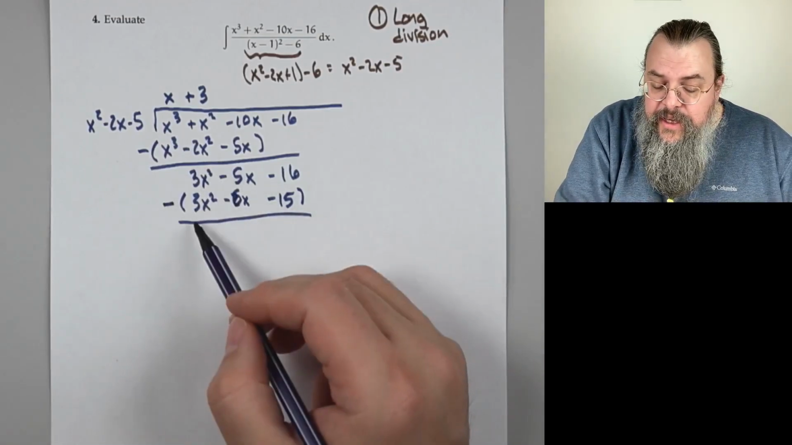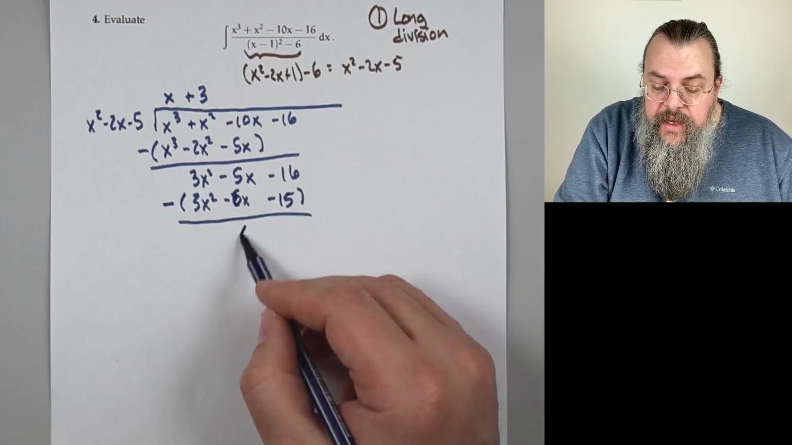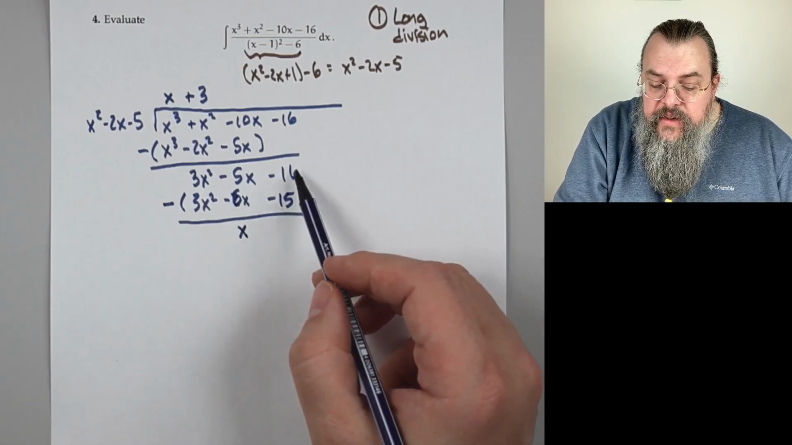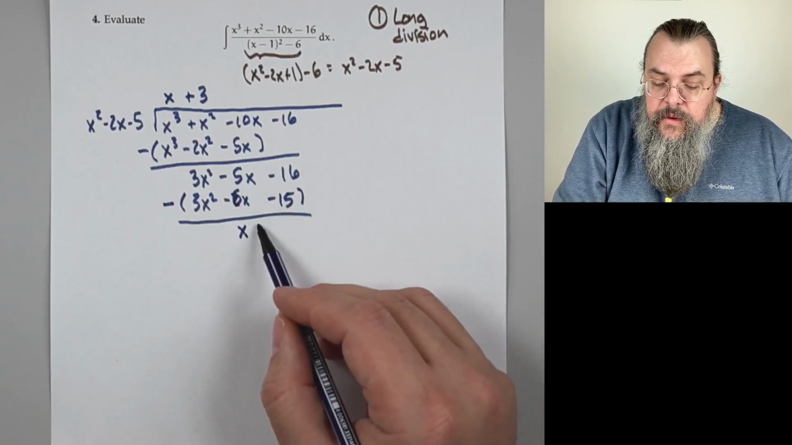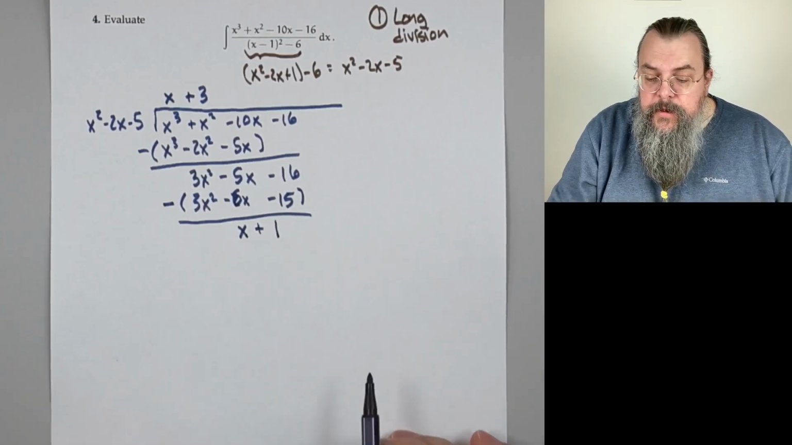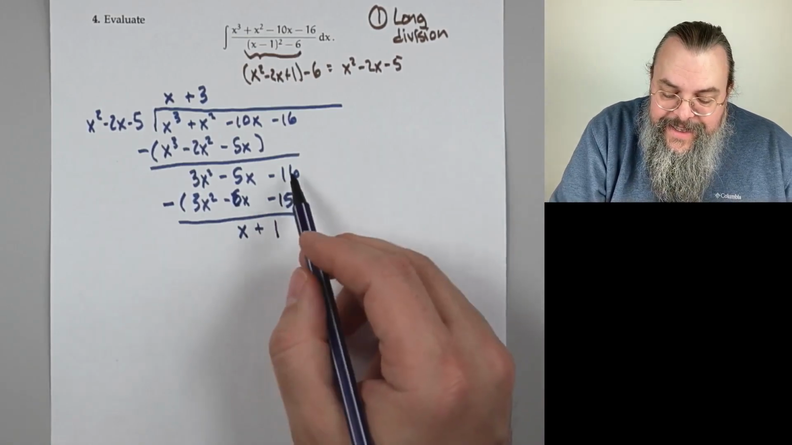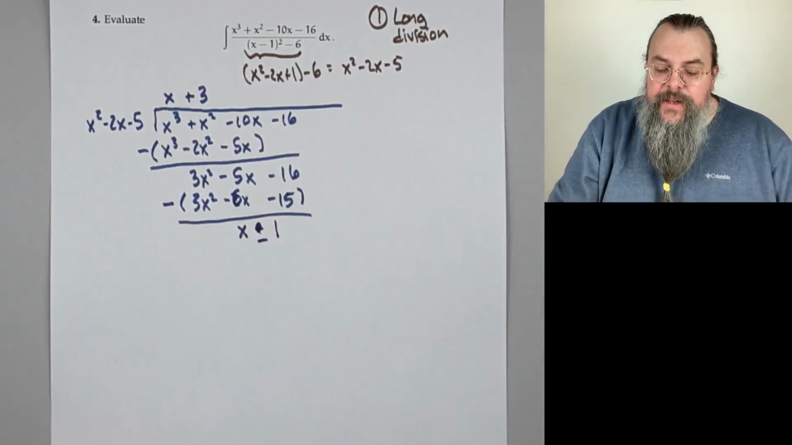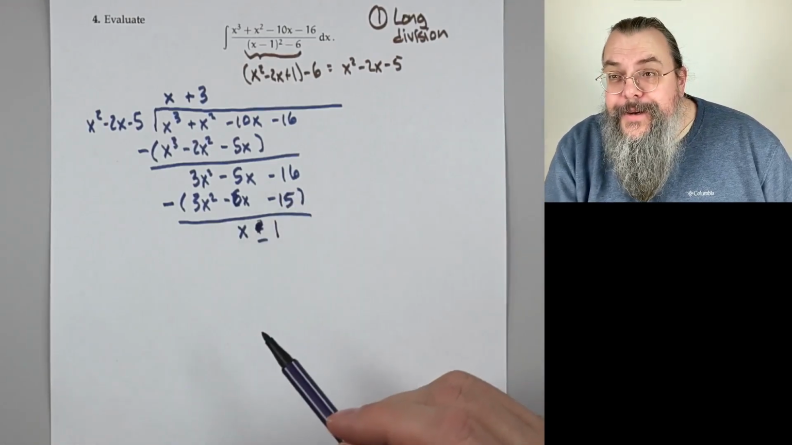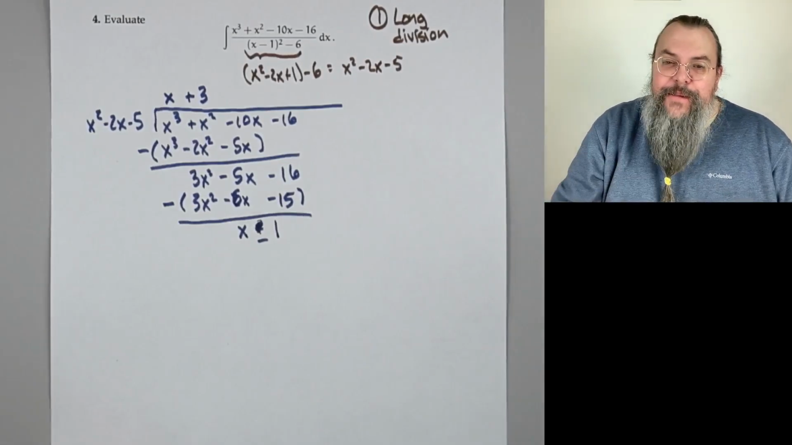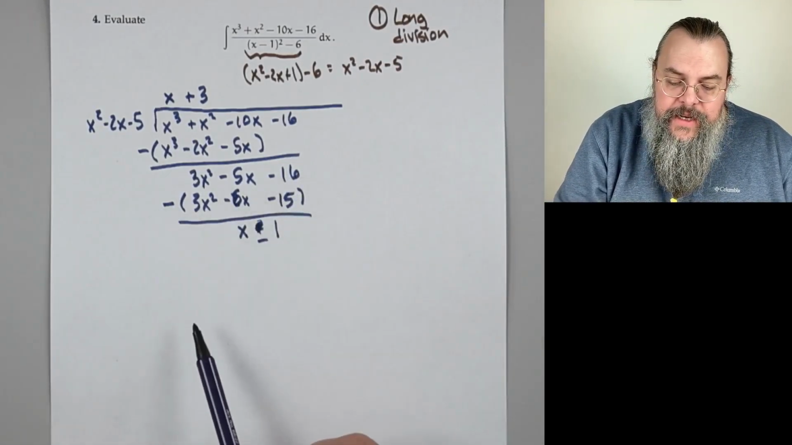Subtract, the x squareds cancel, minus 5x minus minus 6x becomes x. Minus 16 minus minus 15 becomes 1. Okay. Oh, not plus 1, because it's minus 1. There we go. I can do math. Yeah, slowly, and sometimes I have to do it twice. All right, because negative 16, positive 15, we're negative 1.